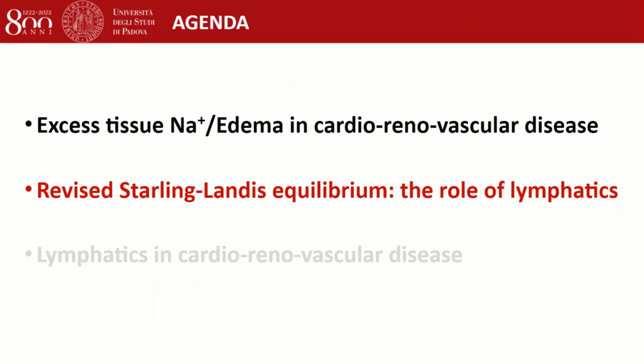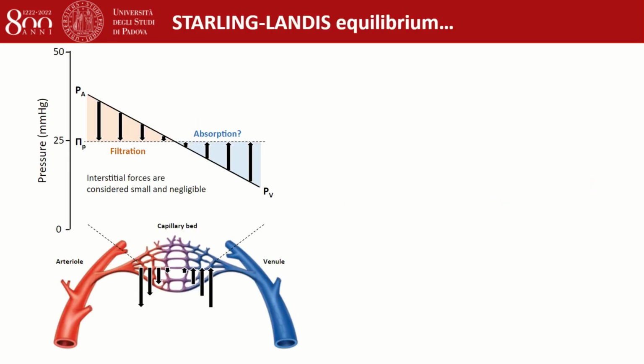So if that is the case, if edema in a clinically overt or subclinical form is so important in cardio-renal-vascular disease, then it's probably worth going back to the pathophysiology of that. And that is what brings me to Starling-Landis equilibrium. So this is the real mechanism of microvascular exchange that I was taught when I was a student.